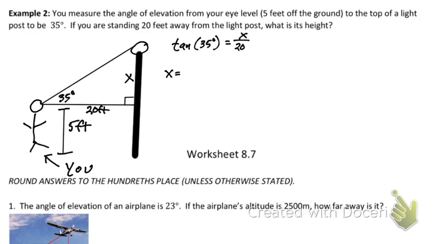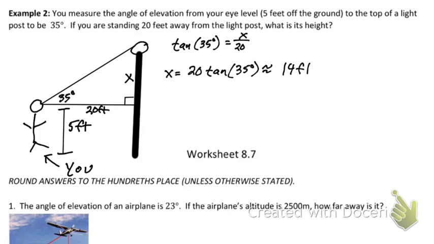So x is going to equal 20 times tangent of 35 degrees. And I'm going to say, to the nearest foot, what does that equal? 14 feet. So is my answer 14 feet, and I'm done, and I circle it and I get all the points?